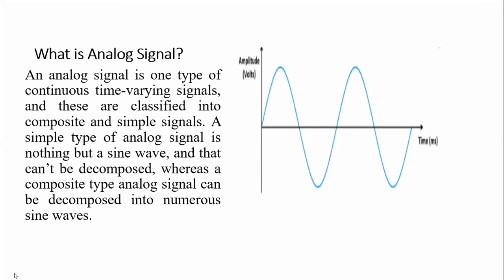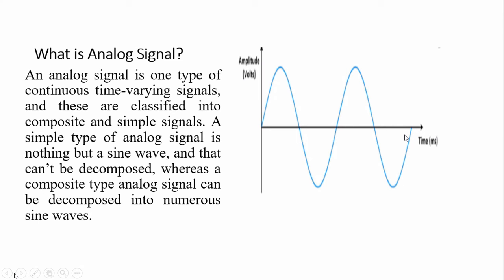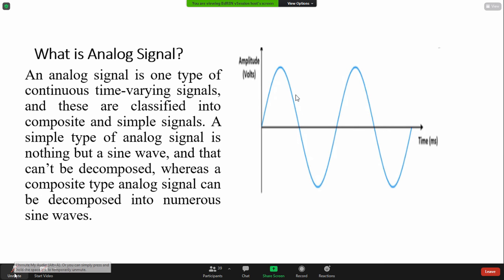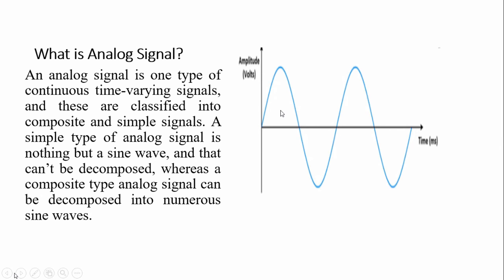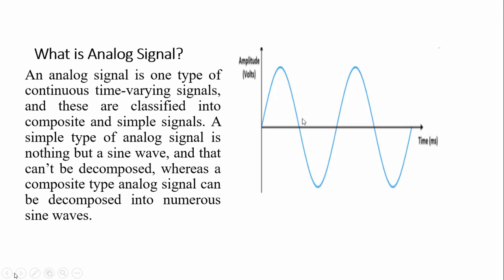What is an analog signal? You can see, you are familiar with this sign, is it not? AC current. Yes, ma'am. This is the positive half cycle, this is the negative half cycle. The lower one is the negative half cycle, the upper one is the positive half cycle, and fully this is a full cycle. This kind of signal is known as the analog signal. See, there are volts, amplitude and time.